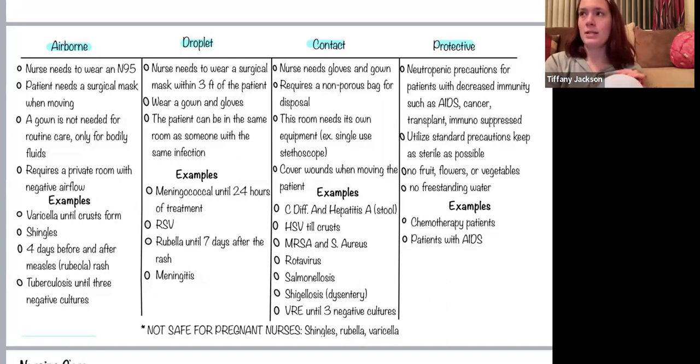But with droplets, let's say you have two flu patients, they can be in the same room together. Additional droplet precautions include meningococcal and meningitis.